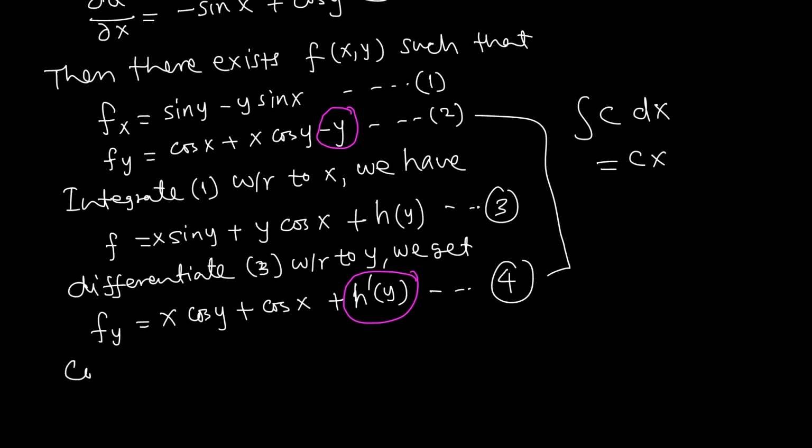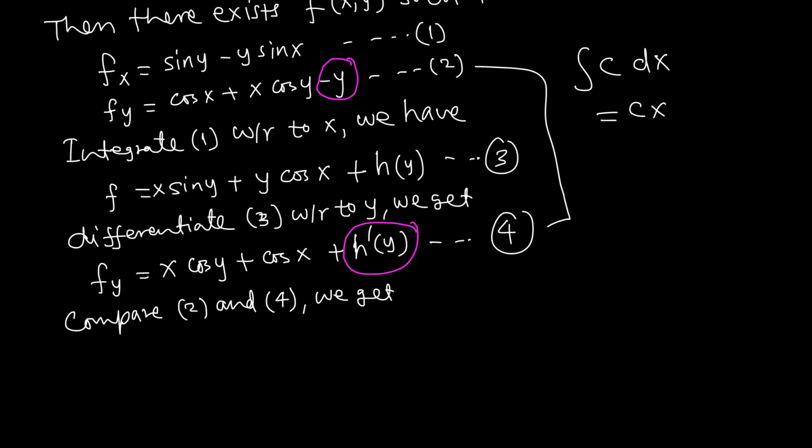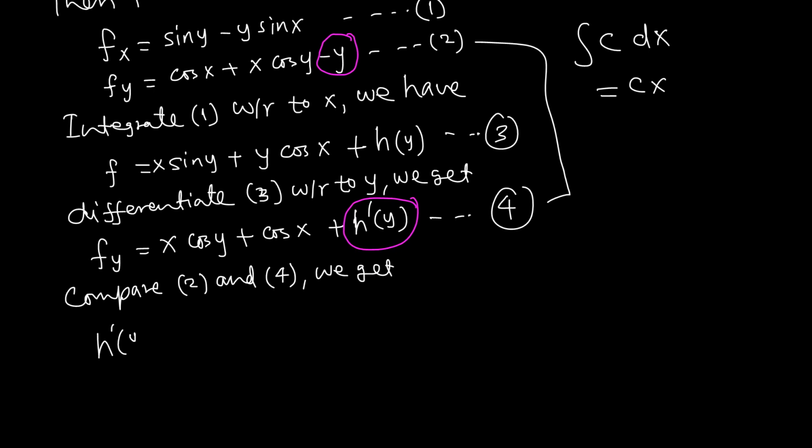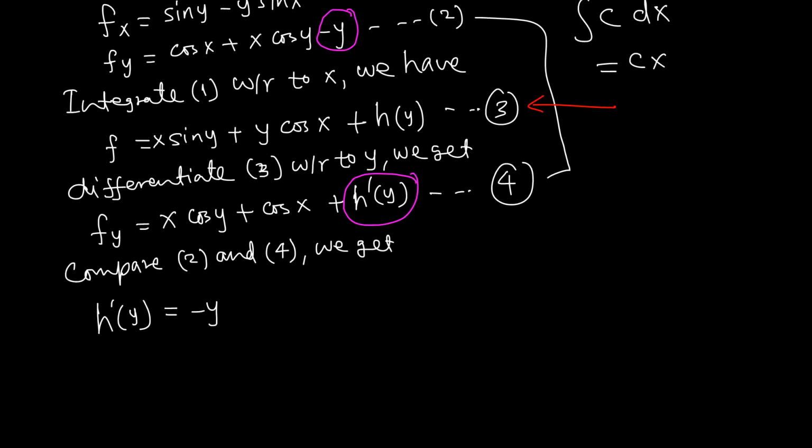Comparing 2 and 4, we get h prime of y equals negative y. Our potential function was given here, but h was missing. Now we will be able to find it from here. Now h prime of y equals negative y. Integrate both sides with respect to y.